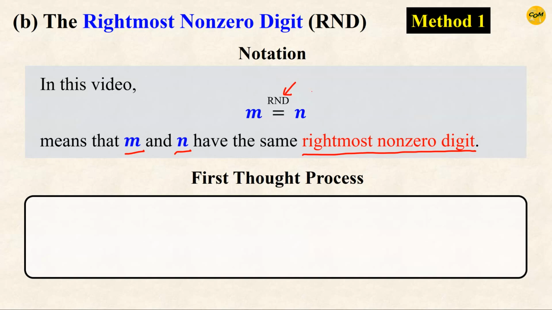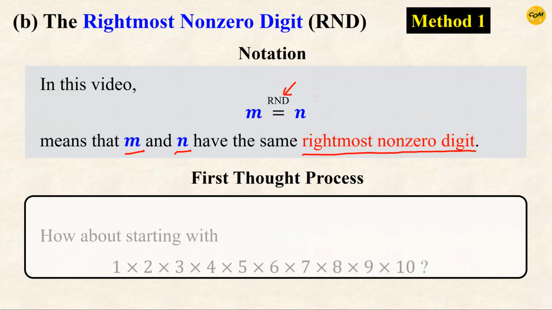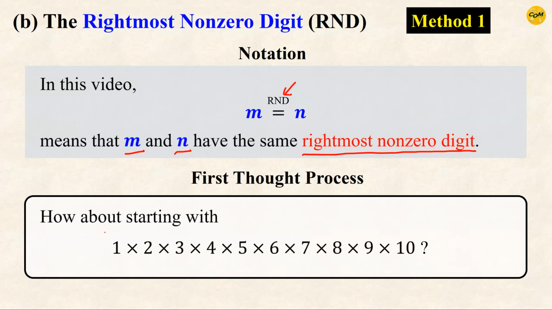Now let's get to the actual problem, and perhaps the very first thing that many people would like to try is this. Why don't we start by multiplying these 10 numbers from 1 to 10? At least it has all digits from 1 to 9, right? So let us consider this product first.